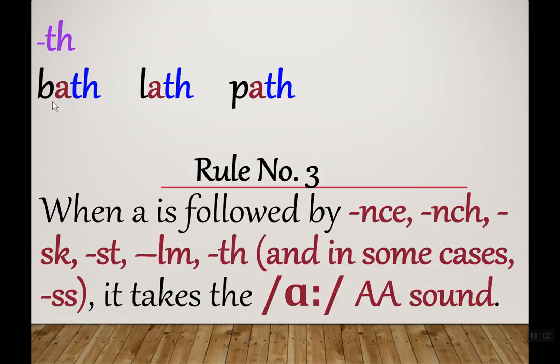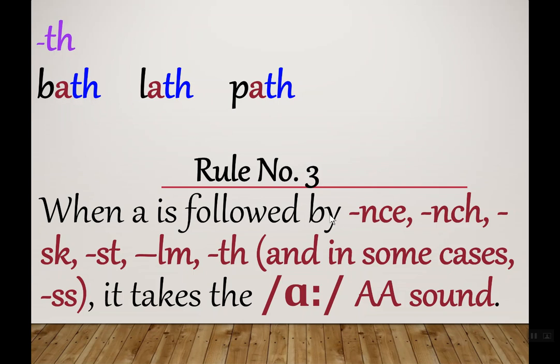Let's take a look at these words. Bath, lath, path. After A, you have the consonant cluster TH. And it takes on the R sound. So, arth. When you hear the sound arth at the end of the word, it will mostly be A-T-H.